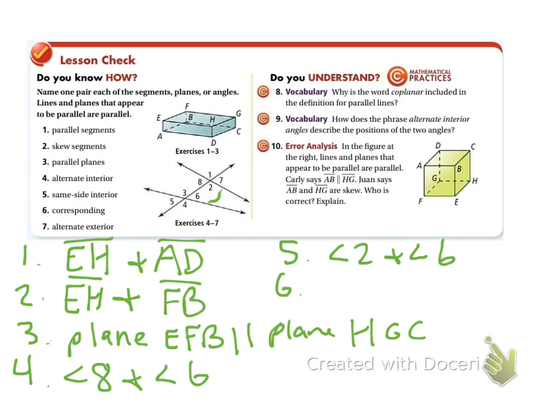Number 6, corresponding angles. So they need to be on the same side of the transversal. Oops, covered that up. And they need to be in the same position. So number 1 is to the right, or kind of to the top of the angle of the line. And 3 is to the top. So I can do angle 1 and angle 3. And we'll put 7 down here. Alternate exterior angles. So I'm looking at the exterior angles, these guys, and I want them on opposite sides. So 5 and 7 would work.